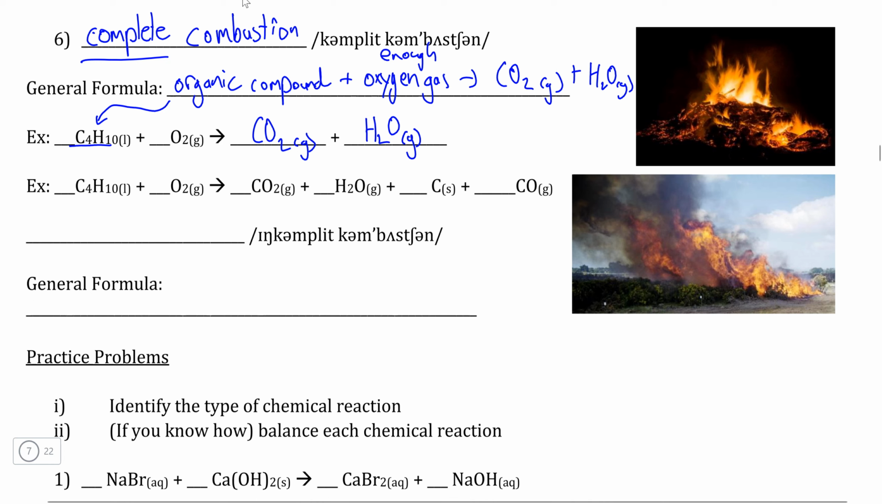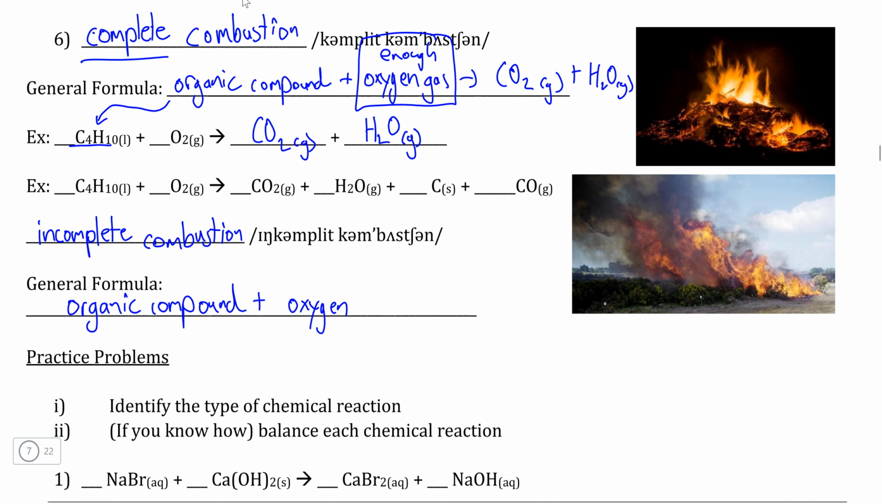However, there is a variety of combustion reactions which are what we call incomplete combustion reactions, and from the name you might be able to figure out exactly what the deal with incomplete combustion reactions are, because complete combustion requires enough oxygen gas in order to burn our organic compound completely. However, if we take our organic compound and react it with an amount of oxygen gas that isn't enough, so let's just write under or above oxygen, not enough.